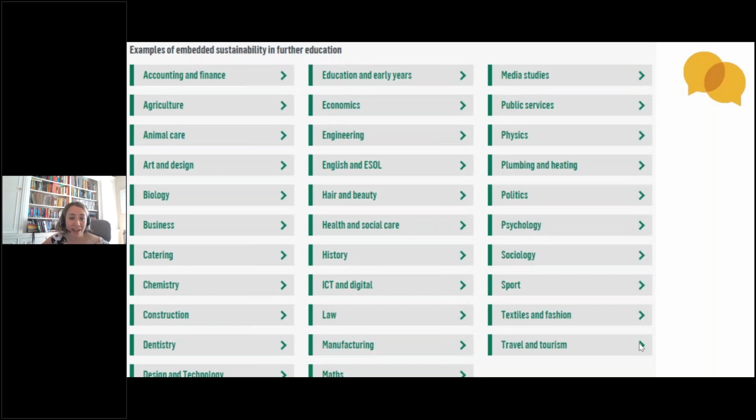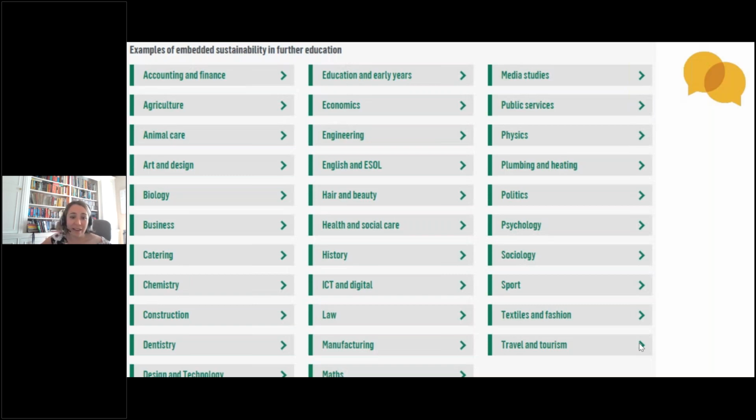Similarly, in health and social care, there's an organisation called the Centre for Sustainable Healthcare. They have a huge number of resources, education packs, information about what's going on across the health and social care sector that you can engage with. We didn't want to duplicate, we didn't want to reinvent the wheel, so those signposts are there.